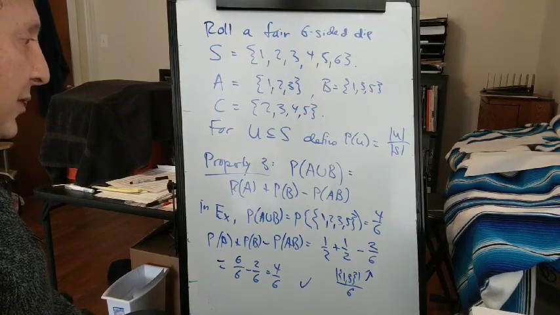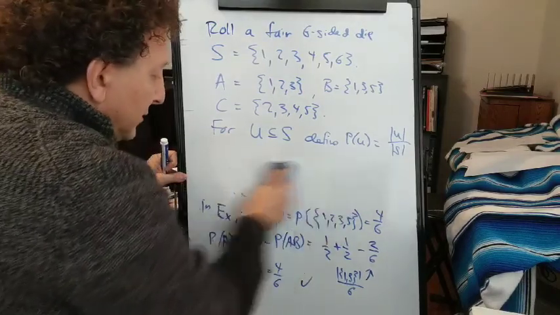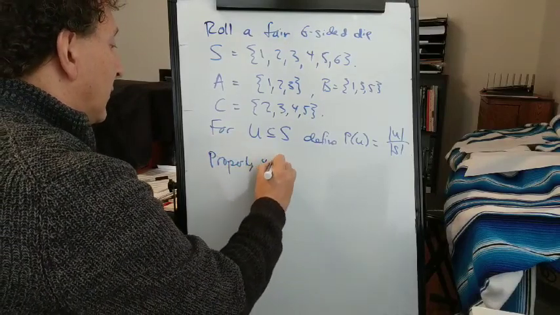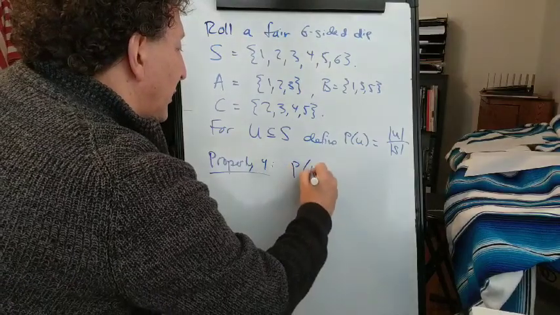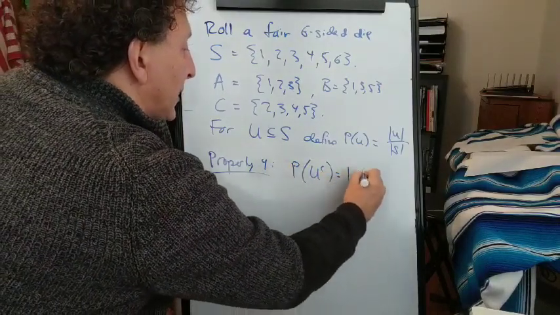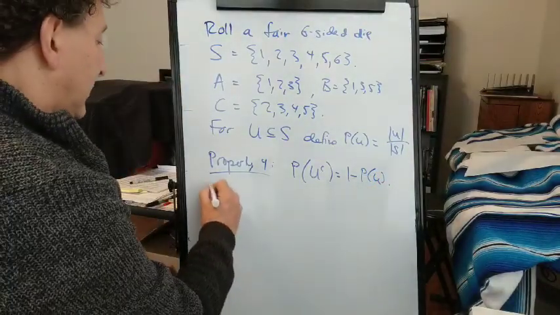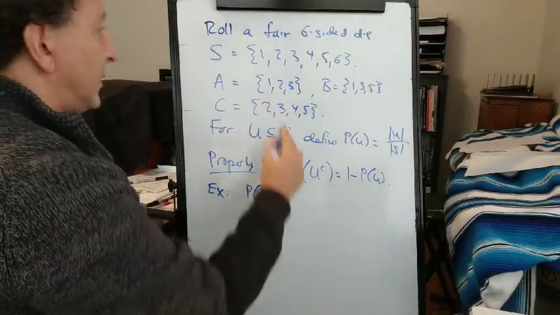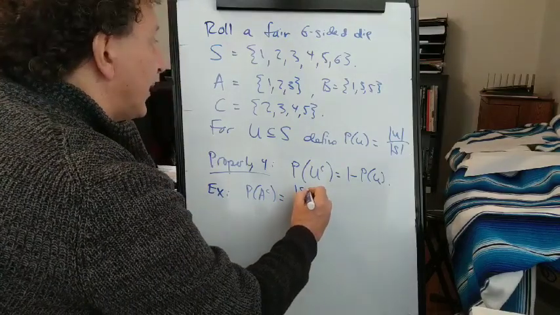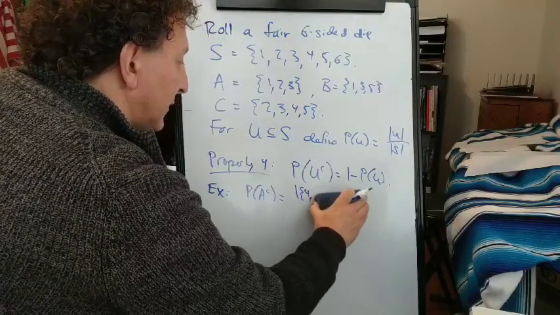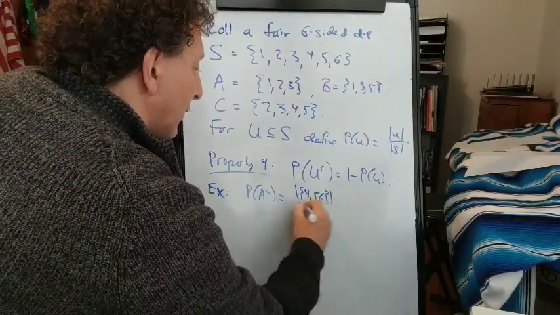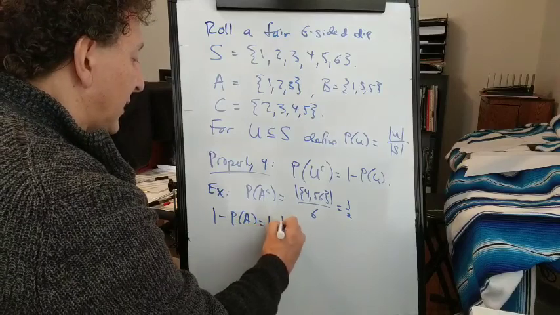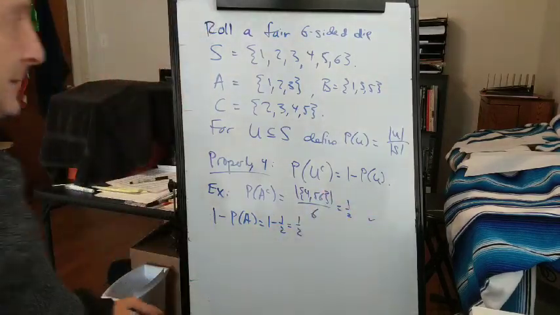Property 4 is another very, very simple one. That says that the probability of U complement is 1 minus probability of U. So in our example, probability of A complement is the number of elements in 4, 5, 6 over 6, which is 1/2, and 1 minus probability of A is 1 minus 1/2, which is also 1/2. So those match. Same thing for B.